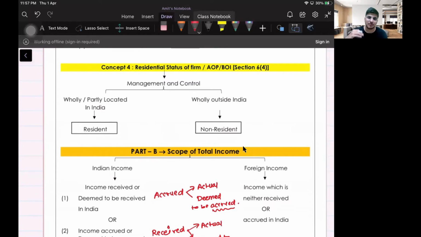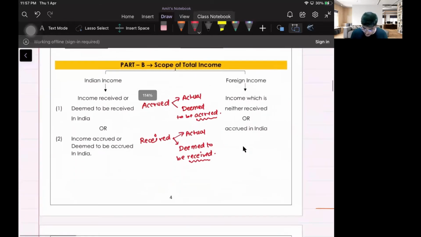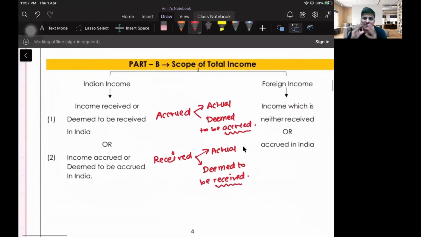Now we will start with part B, that is scope of total income. In scope of total income, I can say that income can be divided into two parts. One is Indian income and second is foreign income. Now, in case of Indian income, sir, when do you call this is an Indian income? What is the meaning of Indian income? So, Indian income means if it is accrued in India, or it is received in India.